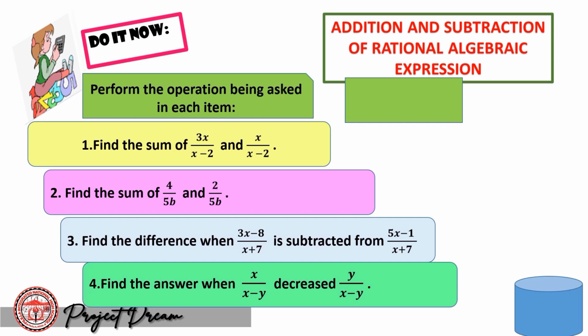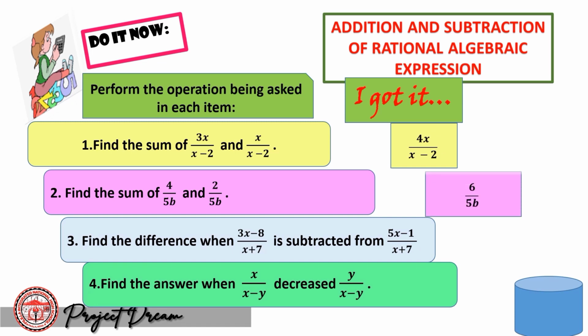I'm giving you 3 minutes to answer the exercises. Let's go. Time starts now. Okay, time is up. Let us check your answers. Number 1 is 4x over x minus 2. Number 2 is 6 over 5b. 2x minus 7 over x plus 7 is the answer for number 3. And number 4 is x plus y over x minus y. Congratulations! Job well done!